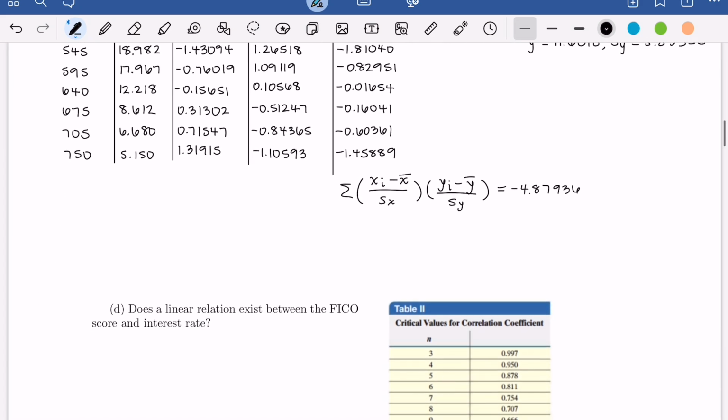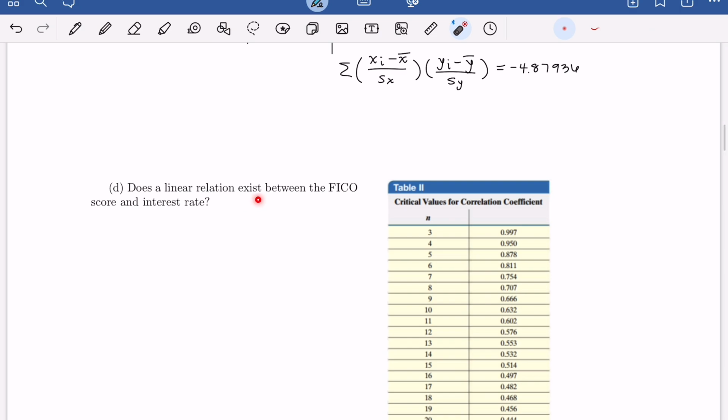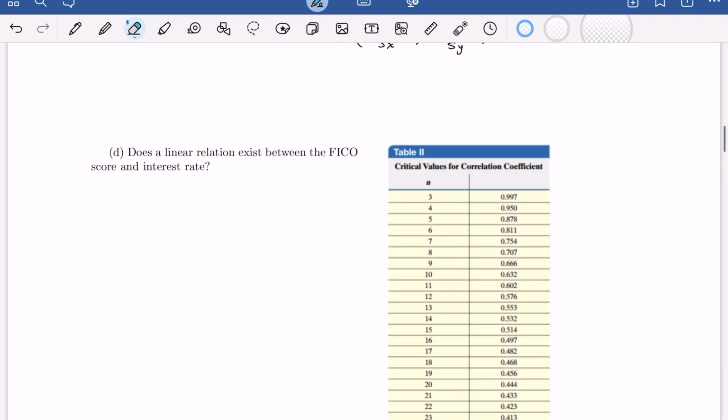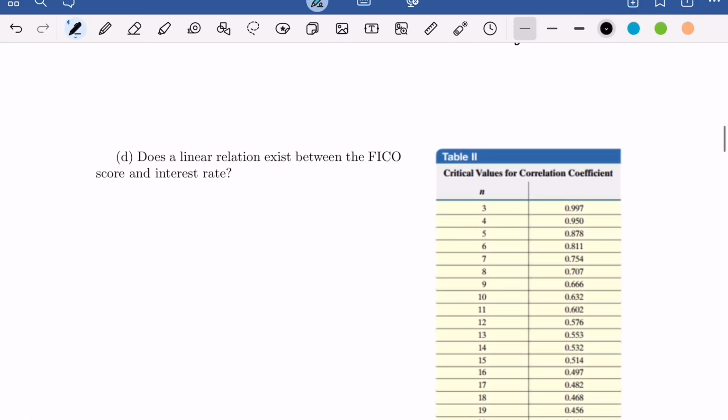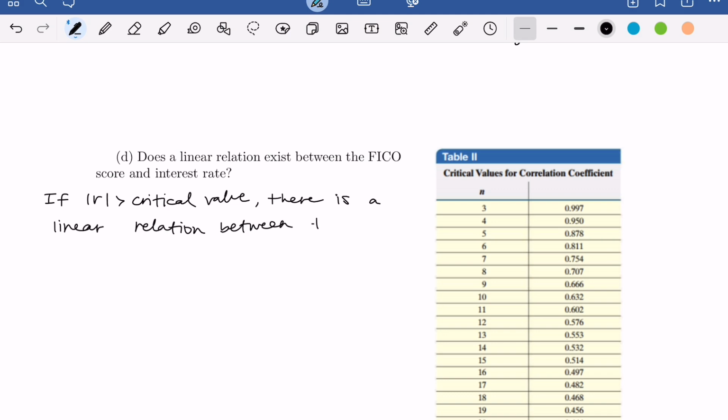Now, the last part of this question here asks, does a linear relation exist between the FICO score and the interest rate? So in order to determine that, we're going to need to look at the critical values for our correlation coefficient. So if you remember from the textbook here, I'll write this little blurb. If the absolute value of our correlation coefficient is greater than the critical value, which we can find in this table here, there is a linear relation between the two variables.